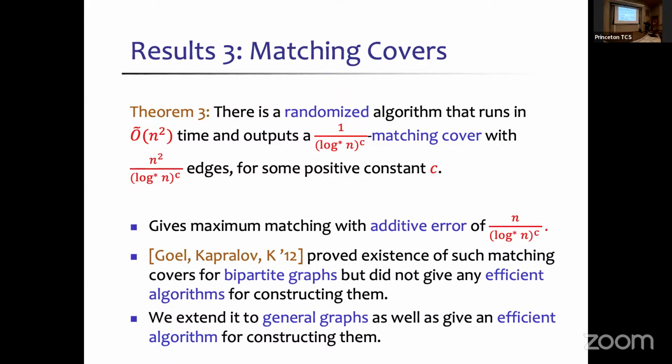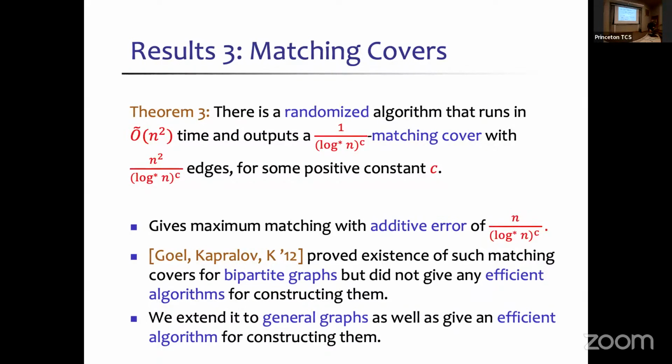Now, existence of such objects was shown almost 10 years ago in a paper I wrote with Goel and Kapralov. But it was shown only for bipartite graphs. So our contributions here are to show first they exist. These objects exist also for general graphs, but more importantly, we give an efficient algorithm for constructing them. Okay? That was not known in the previous work.